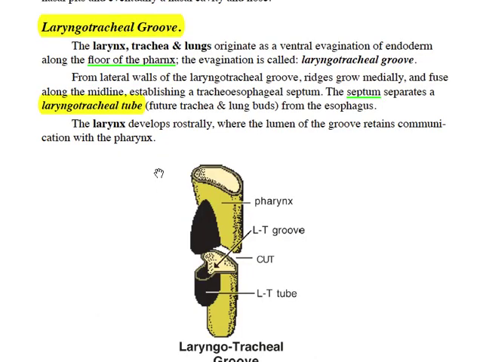The first evidence of the respiratory system is a laryngotracheal groove that develops as an outgrowth of the floor of the pharynx. This is shown in black here. This pharynx is cut through, so you can see that this is a hollow groove that communicates with the lumen of the pharynx. More caudally, a septum comes in to separate the groove from the pharynx, and that creates a laryngotracheal tube caudally. Rostrally, the communication between the pharynx and this groove is maintained, and that is where the larynx develops.